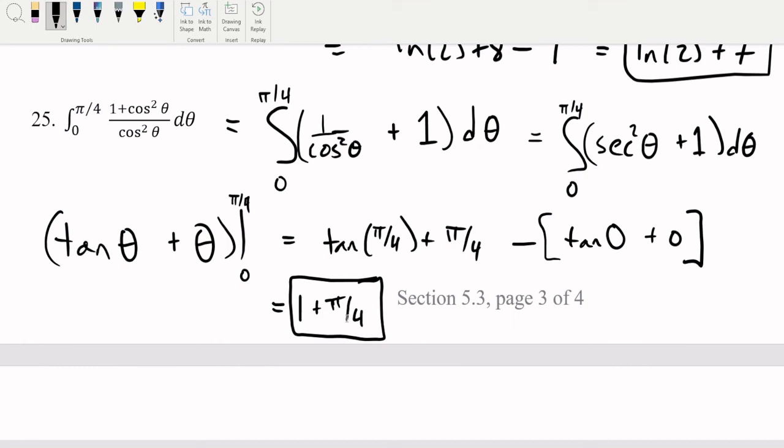And there you go. Take the antiderivative. Well, first do a little algebra. Take the antiderivative, plug in your bounds, subtracting in between. And then, you know, got to do some trig simplification here.